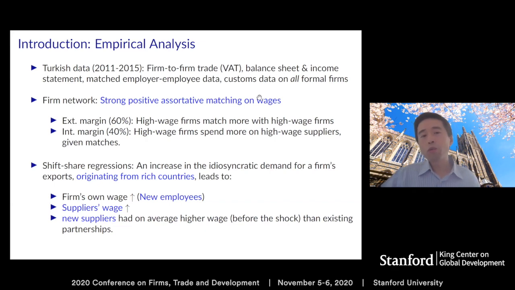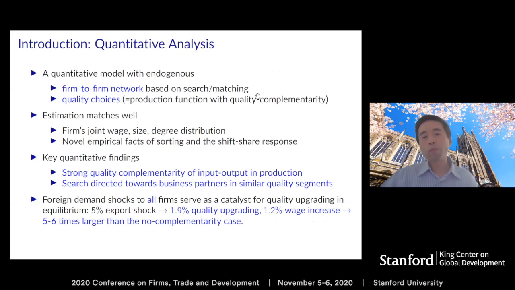That actually motivated two new theoretical elements we're going to put into an otherwise relatively standard input-output production network model. First of all, we will be trying to endogenize firms' quality choices, based on the quality complementarity in the production process that we already illustrated from the cross-sectional pattern. On top of that, we also try to endogenize firms' business partner choices coming from a search and matching model. So we'll allow them to adjust their business partners in this production network when certain shocks happen.